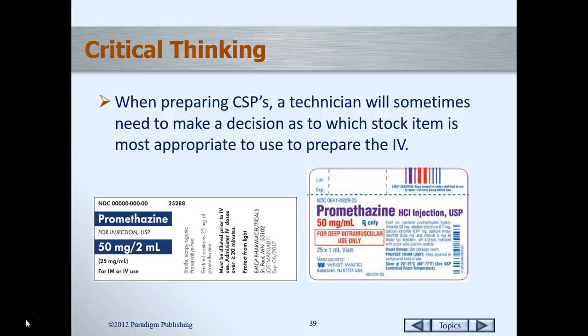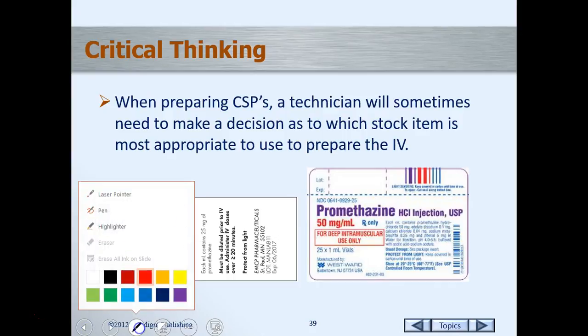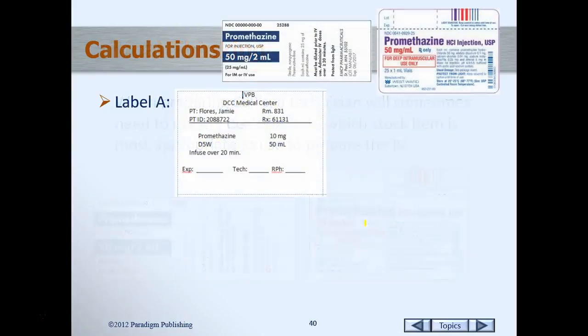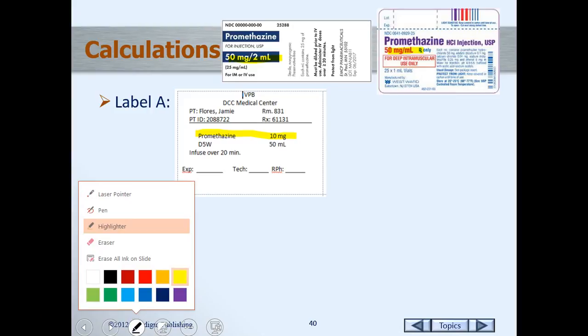So we have, for example, promethazine 50 milligrams with 2 milliliters, but over here we have promethazine that's 50 milligrams per 1 milliliter. So let's look at a couple of orders. So this first order we're going to look at, the order is for promethazine 10 milligrams. So we're going to have to pick which of these two labels we're going to use. So we're going to do the math and verify both of these numbers.